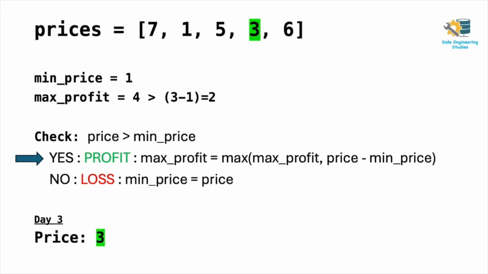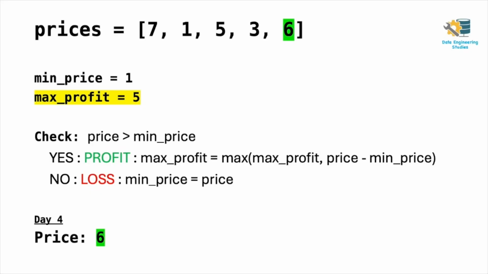Now we will iterate to the next element which is 6. This is day 4. Our new price is 6. We will check if 6 is greater than 1. Yes, 6 is greater than 1. It is a profit. Our new profit is 6 minus 1 equals 5. Our current max profit is 4 and our new profit is 5. So 5 is greater than 4. We will update the max profit to 5. We have iterated all the elements in the list. Now we will return the max profit which is 5. I hope the approach is clear.